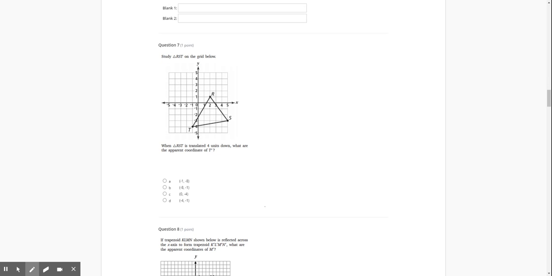Number 7 was one of our questions. So all I'm moving is T, and it's going to go off the graph. So I want to go 4 units down. So it's going to go 1, 2, 3, 4. So it's going to end up at -8. So that's going to be -1, -8, I think.